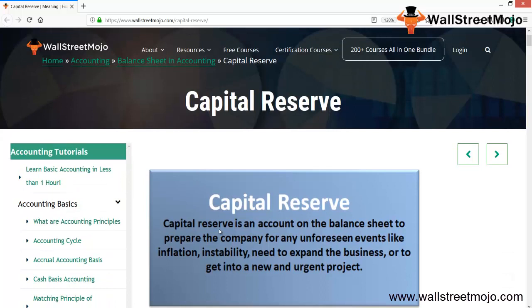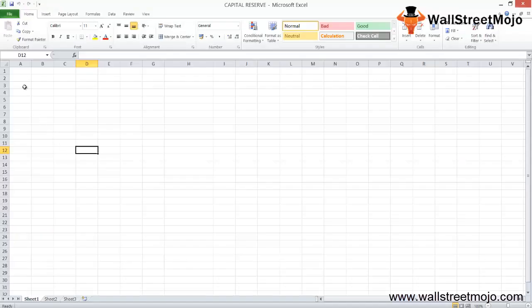That's your capital reserve. Let's see what's written in the dialog box. Capital reserve is basically an account on the balance sheet to prepare the company for any unforeseen events. It's for any contingent or uncertain events like inflation, instability, the need to expand the business, or to get into new or urgent projects. So basically, to deal with any contingent activities, capital reserve is used for the particular activity that has to be conducted. Let's understand this in complete detail.